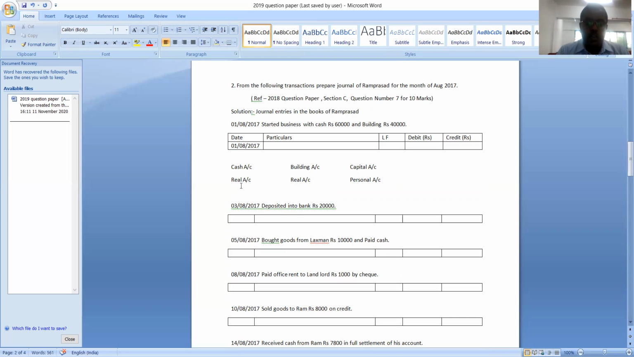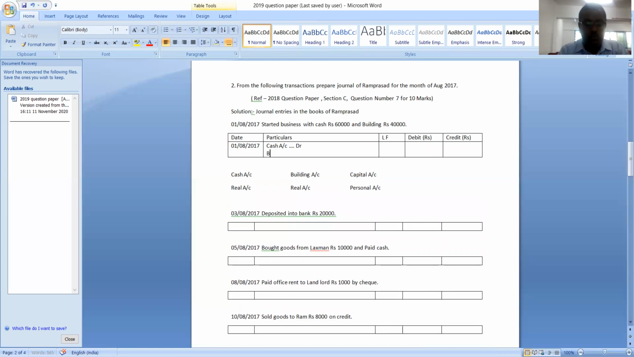What is the debit and credit rule of a real account? Debit what comes in, credit what goes out. Cash account and building account are both real accounts because these are assets. If they are coming into the business, we should debit them; if they are going out of the business, we have to credit them. Here, started business with cash and building means they are coming into the business, so we should debit both cash and building account. First one, cash account, debit. In the particulars column, in the first line, we should write the name of the account that is debited.